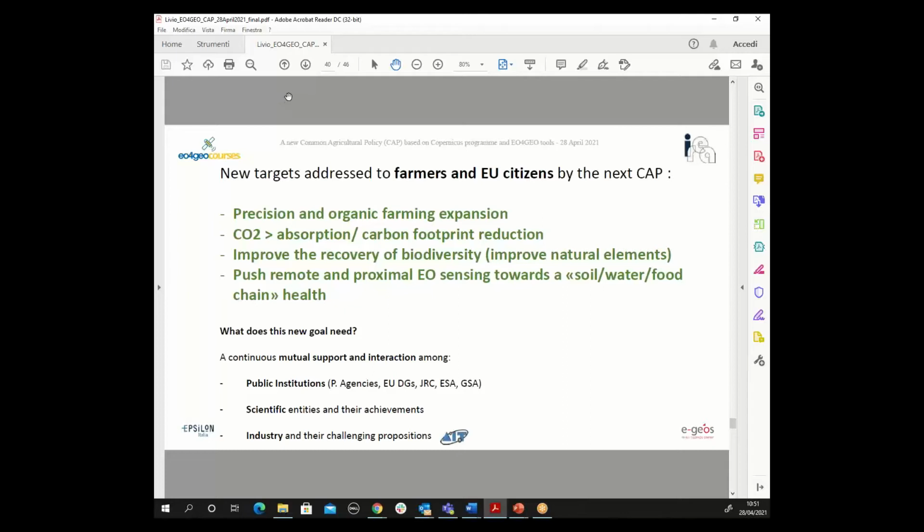So now we look to the future. The future is that we have to address a new target, because European citizens want this money spent better, because it's our money, not only for agriculture, which is very important, but also for environmental protection and safeguarding. So the next targets of the CAP will be organic farming, more organic farming and precision, CO2 absorption and carbon footprint reduction, biodiversity, and also pushing all the remote sensing data toward a healthy chain concerning soil, water, and food. Next.